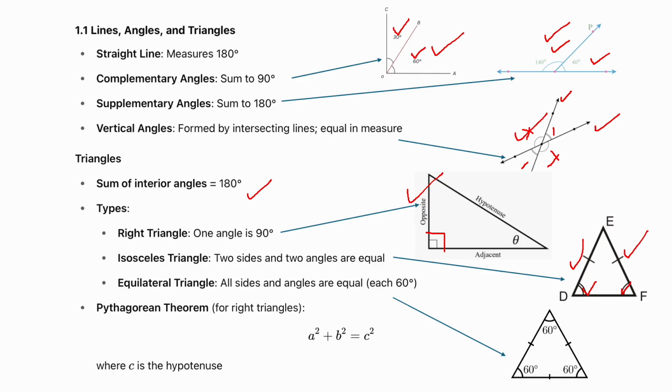And of course, you should not forget the famous Pythagorean theorem for right triangles, which says a squared plus b squared equals c squared, where c is the hypotenuse, which is shown here in this triangle, and a and b can be any of these two sides. So a squared plus b squared equals c squared. They may give you two sides and ask for the third one. So you should be able to do it very quickly without any problem.